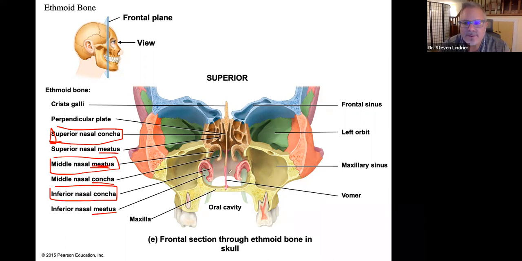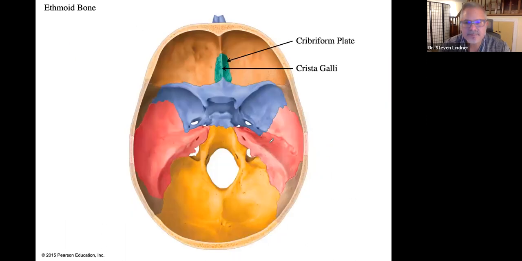Okay. If we look at the nose in the center, here's the vomer. Here's the perpendicular plate. Right here is the cribiform plate. And above that is the crista galli. Okay. Here's your frontal sinus from this view. Here's the maxillary sinus from this view. Here is the supraorbital fissure and the infraorbital fissure. We'll go through that in a second.